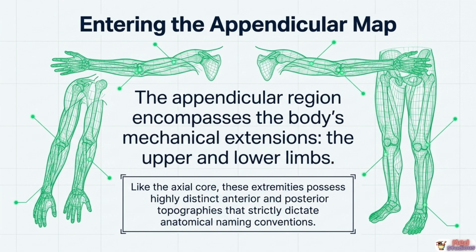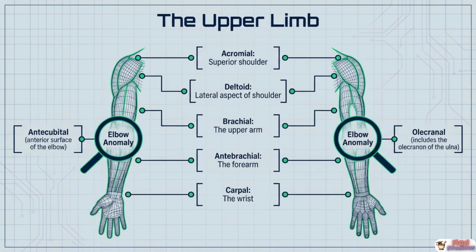explore in detail shortly. The upper limb is mapped through 7 primary named regions, organized proximal to distal, from the shoulder to the wrist, plus the elbow, which has its own unique dual naming anomaly. Starting at the shoulder, the acromial region covers the superior shoulder, the area of the acromion process of the scapula, the highest point of the shoulder complex.